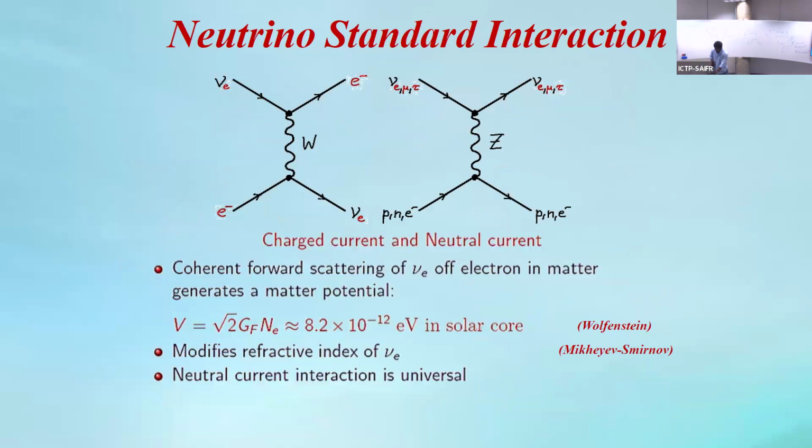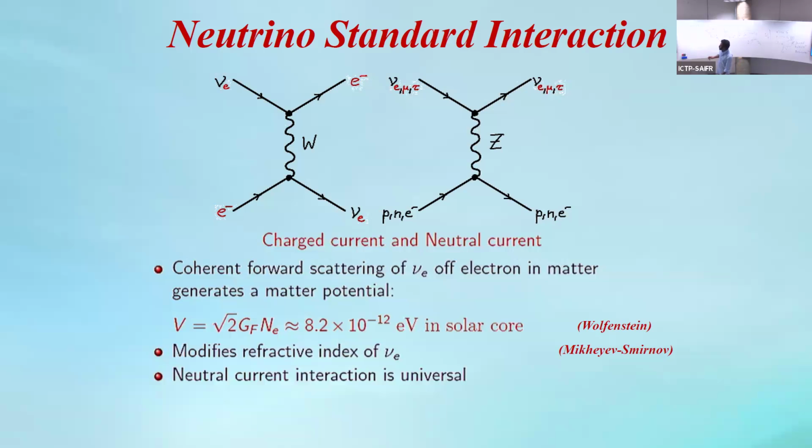And now I will briefly talk about the MSW effect, addressing the solar neutrino problem. Although I said that oscillation explains the atmospheric neutrino problem, for the solar neutrino it is not the case. Oscillation alone cannot explain this phenomenon. There are certain things you need to take into account, these MSW effects, which I will explain now.